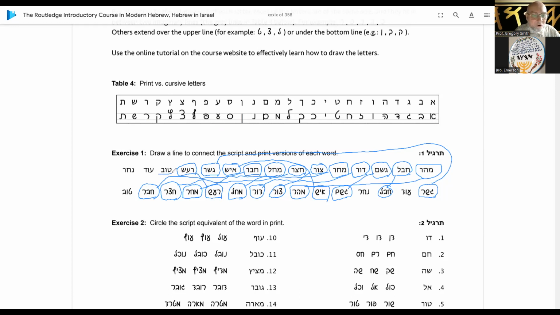Now we have tov. That means good. So we're looking for the Hebrew cursive equivalent. Now I remember that tet over here has this little character, and it doesn't look a whole lot like the block script, but I bet it's right here. There it is, tov in Hebrew cursive. Okay, so we're going to connect it now.